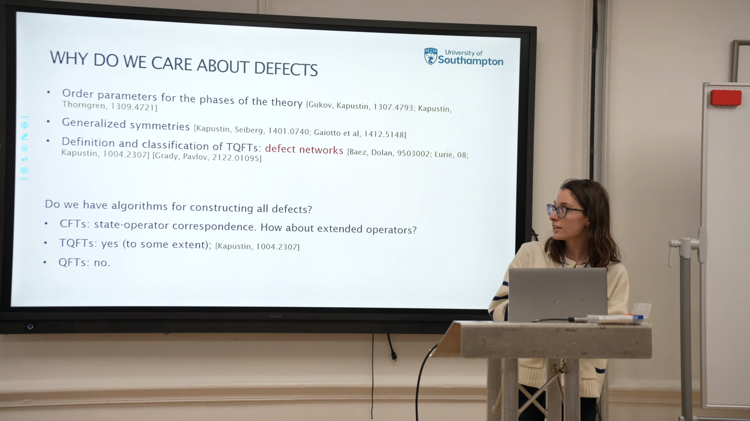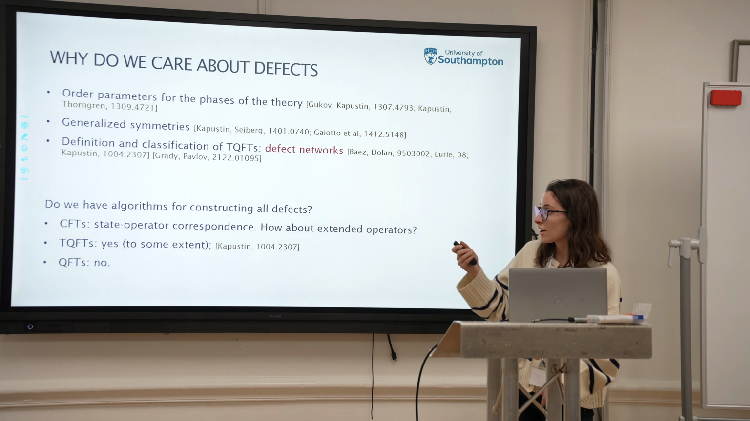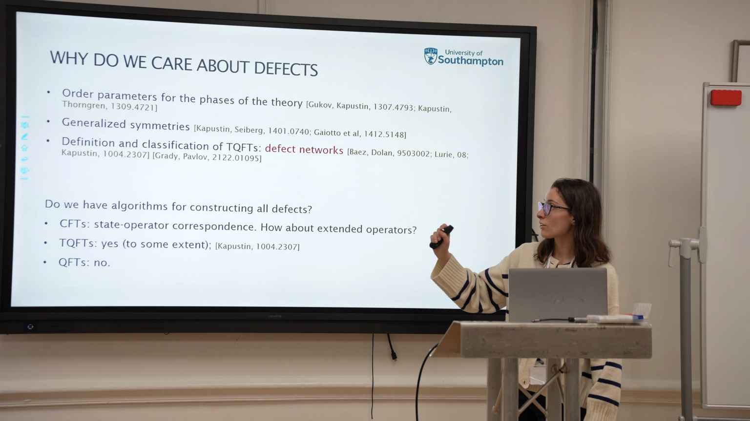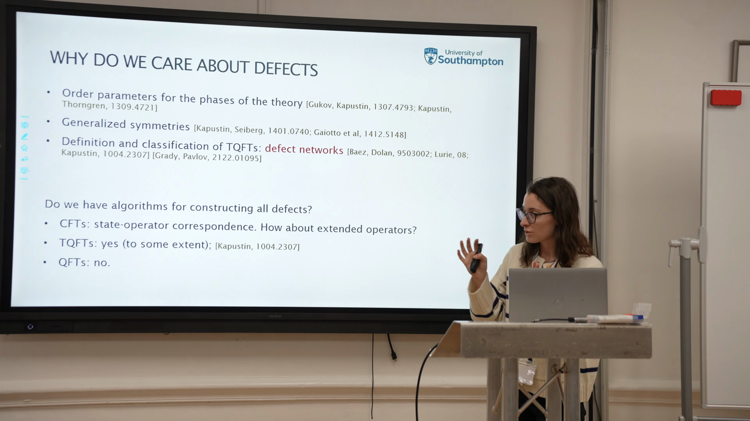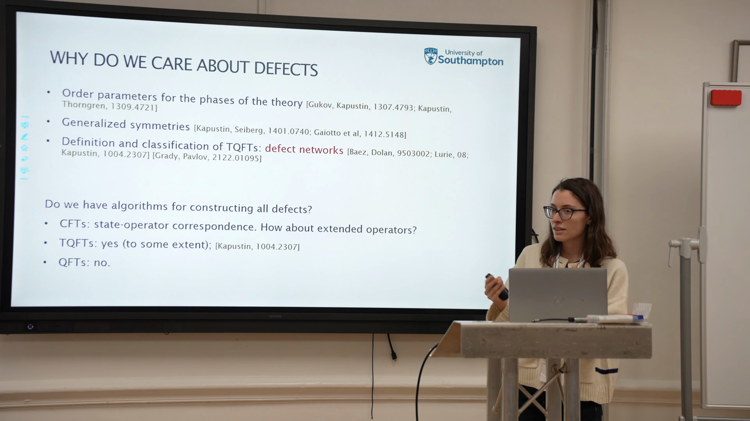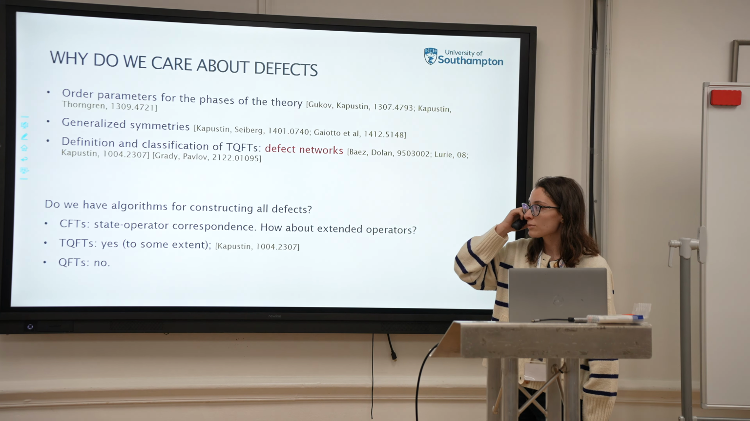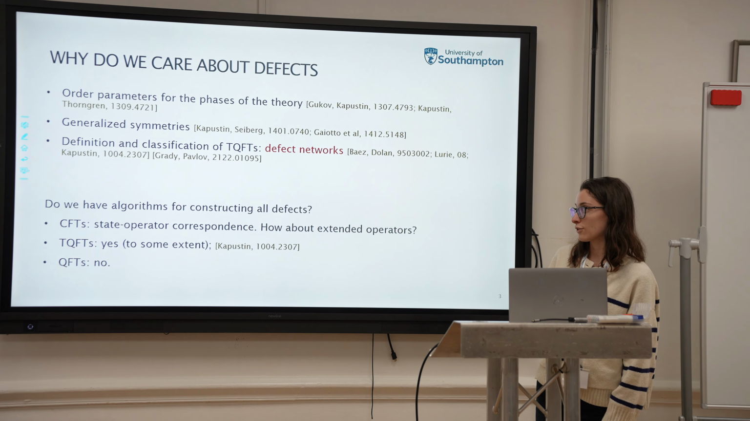Mathematicians have carefully defined and classified topological quantum field theories, and it turns out that the definition, and hence the classification, heavily relies on defects, and in particular on defect networks. So this is just to say that defects in their most general form, which is defect networks, seem to carry some profound and defining information about your theory, some very core important information.